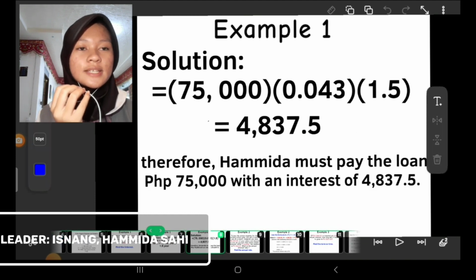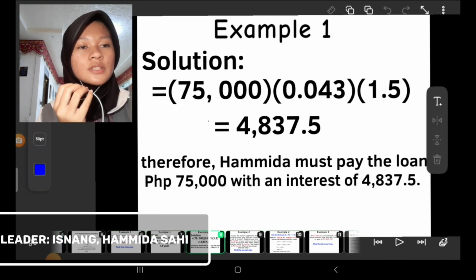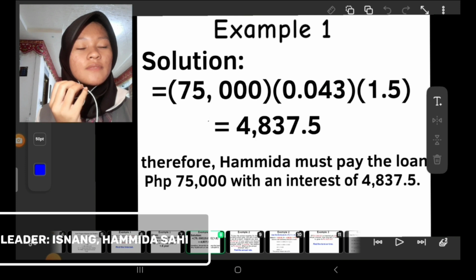This is the solution. The given formula is I equals PRT. So, 75,000 multiplied by 0.043 multiplied by 1.5 years is equal to 4,837.5 pesos. Therefore, I must pay a loan of 75,000 with an interest added to the 75,000, which is 4,837.5 pesos.